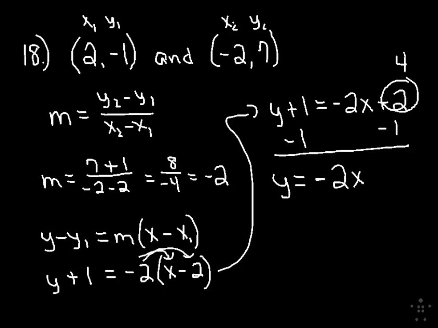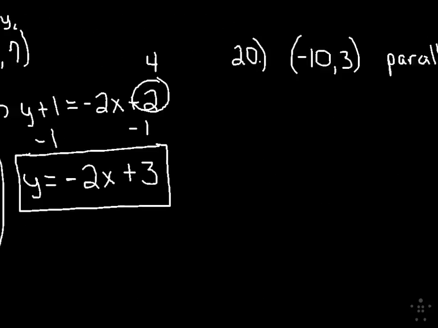Gotta go slower next time, David. So that's going to be 4 minus 1, which is plus 3. Sorry about the confusion. All right, so y is equal to negative 2x plus 3. That's in slope-intercept form.